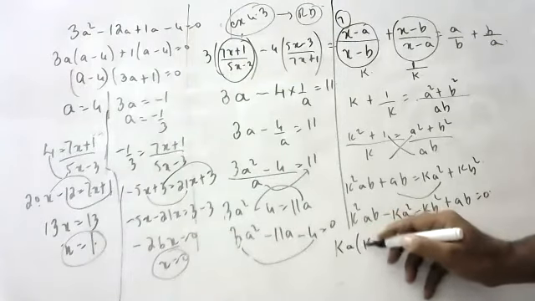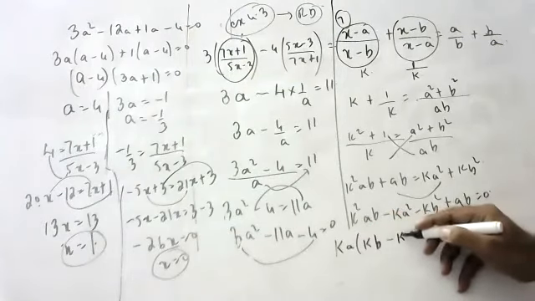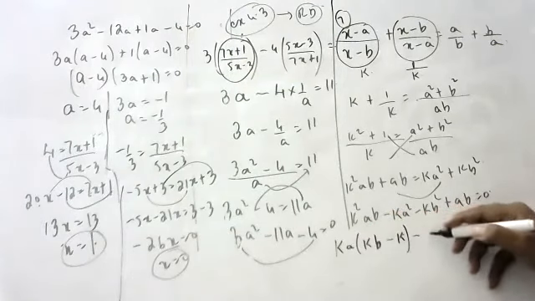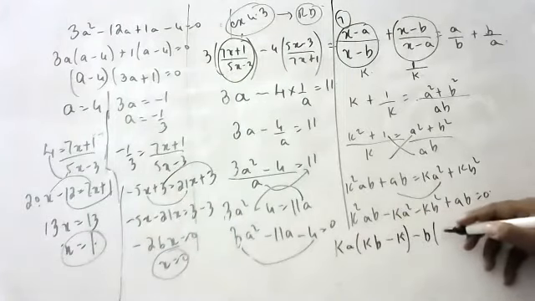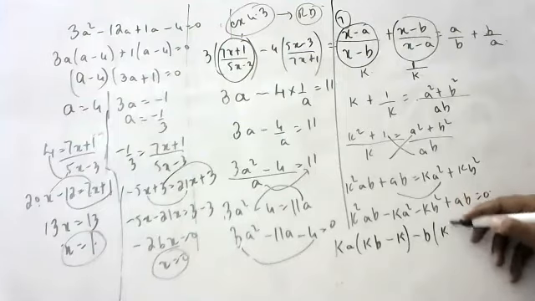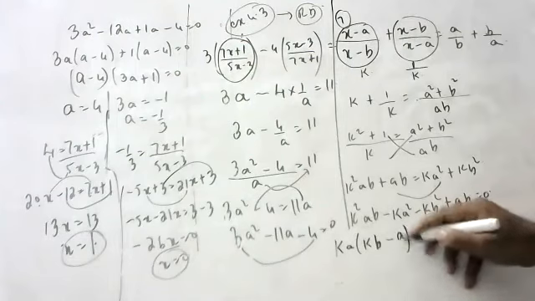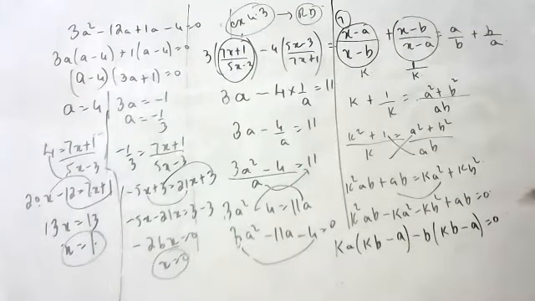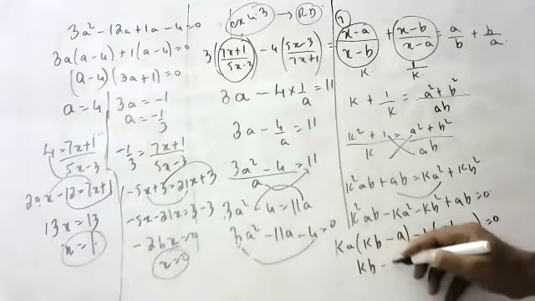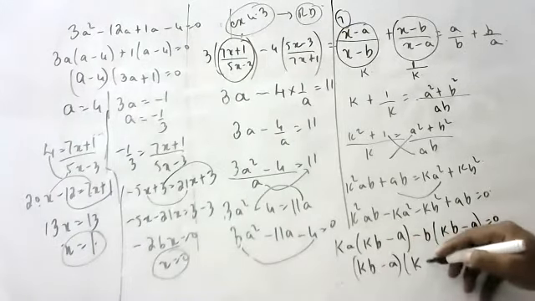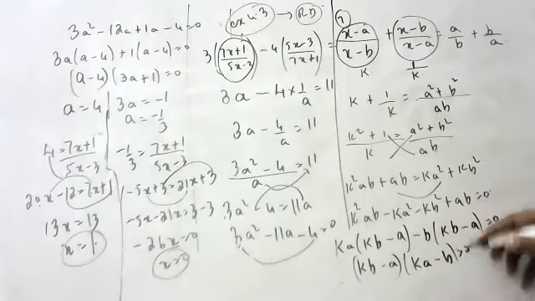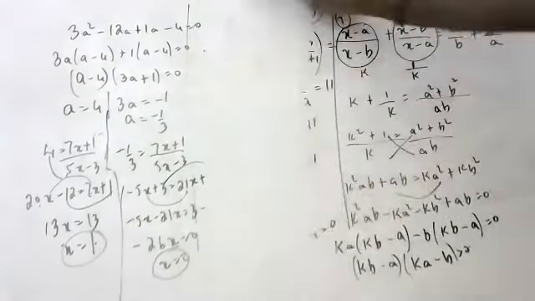K, if I take common, KB minus K. Minus B, if I take common. Here also, minus B common, children. So, KB minus A. This is A here. And here also A will come, children. This is correct for important students. So, children, KB minus A into KA minus B is equal to 0, children.